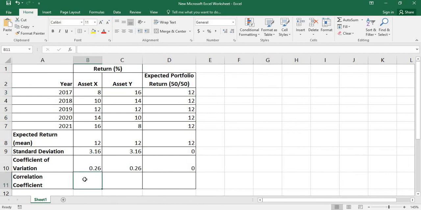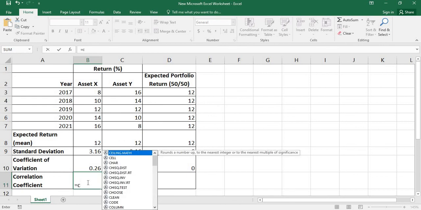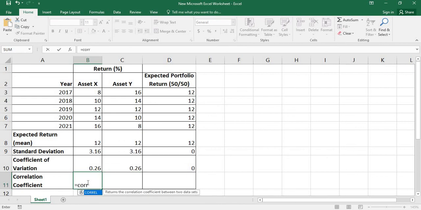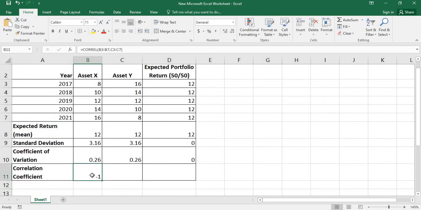So for your proof, I'm going to calculate the correlation coefficient between the return of asset X and asset Y. So once again, to find out correlation coefficient, insert equal sign, then write down CORREL, C-O-R-R-E-L. You'll find the option here, CORREL, first bracket, select the return of asset X, comma, select the return of asset Y, close your bracket, press enter. So here is your correlation coefficient, which is -1.